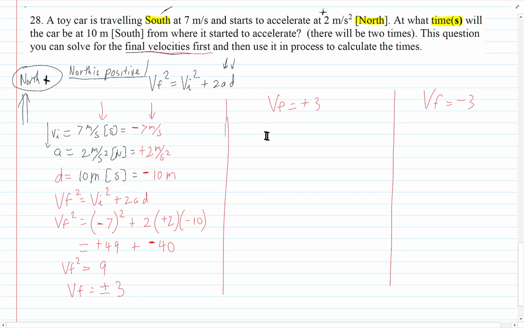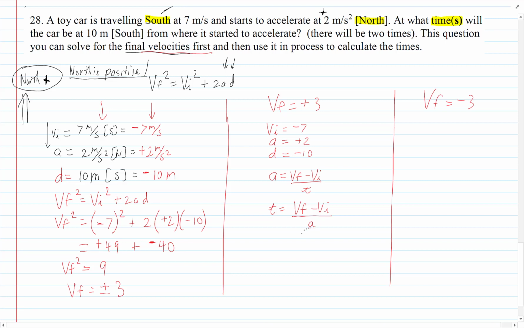So we have VI is negative 7. We have A is positive 2. We have D is negative 10. So we want to solve for time. Which formula did we use? There's a few now because we have 4 obviously to solve for time. I'm going to use this formula. Acceleration is final velocity minus initial velocity over time. Rearranging that, I'm going to get time is equal to VF minus VI all over A.